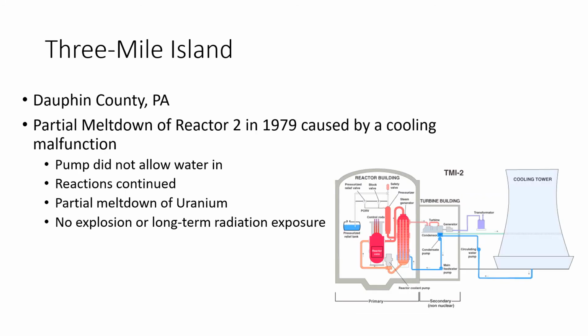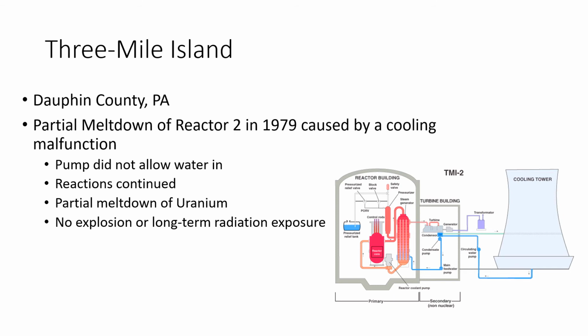So the first one I want to talk about is Three Mile Island. This happened in 1979 in Pennsylvania. It's the largest U.S. nuclear accident. Now, there was a partial meltdown of uranium, meaning the uranium actually starts melting and the reaction is a little uncontrolled, but they were able to get it under control. So there was no explosion or long-term radiation exposure.